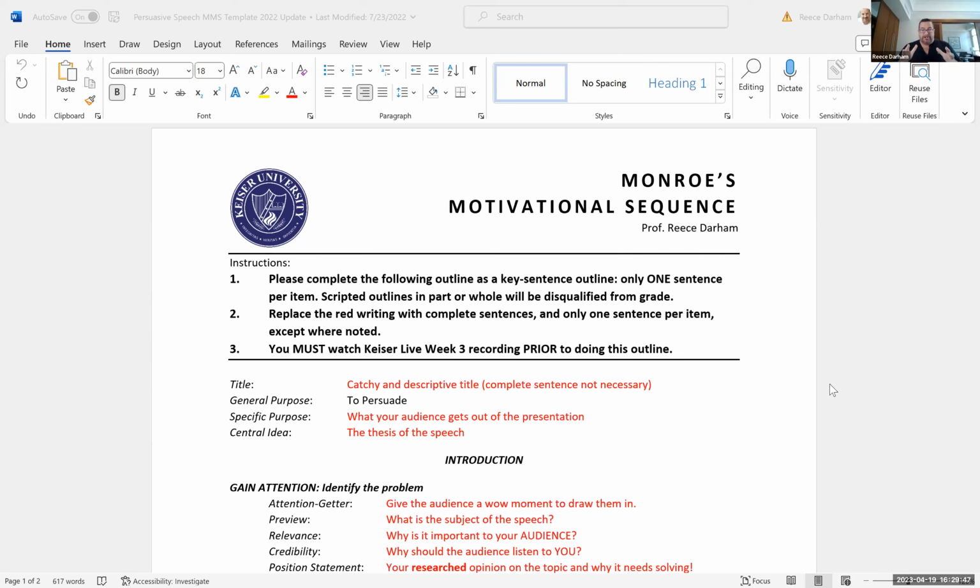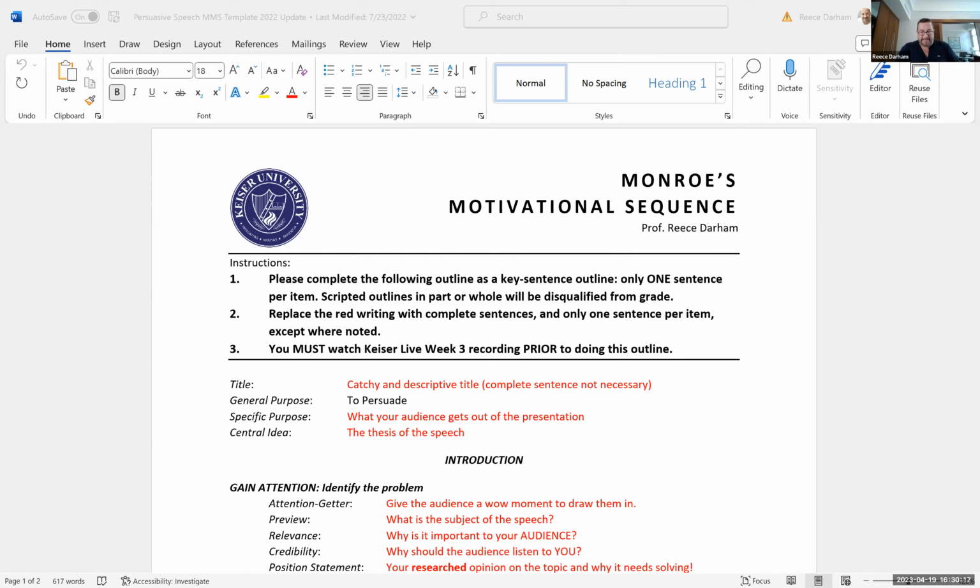All right, so now you've got your topic. Now you know it's only one problem and one solution. Let's jump into this outline. For this outline, please note the instructions. Very much like the informative speech, this is a key sentence outline. And for this outline, I want no more than one complete, grammatically correct sentence per item, unless noted.